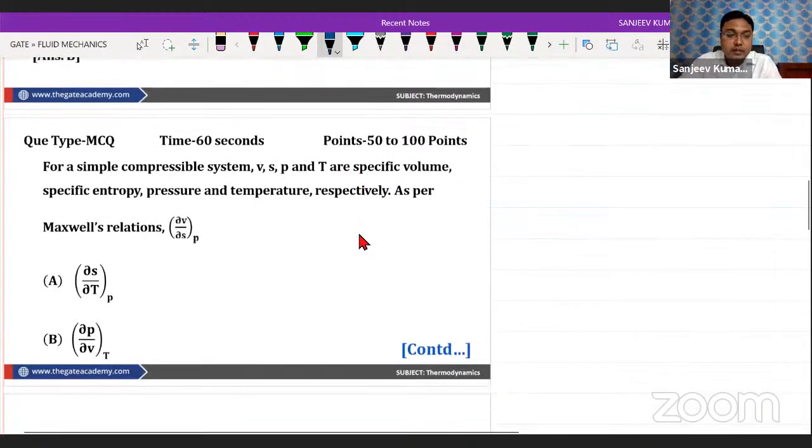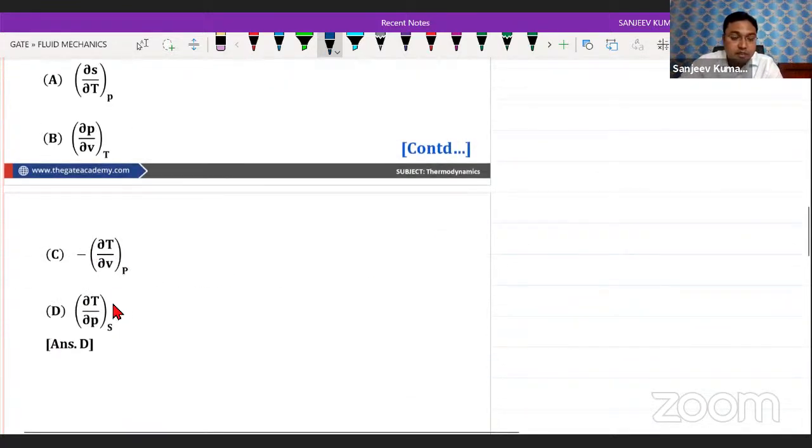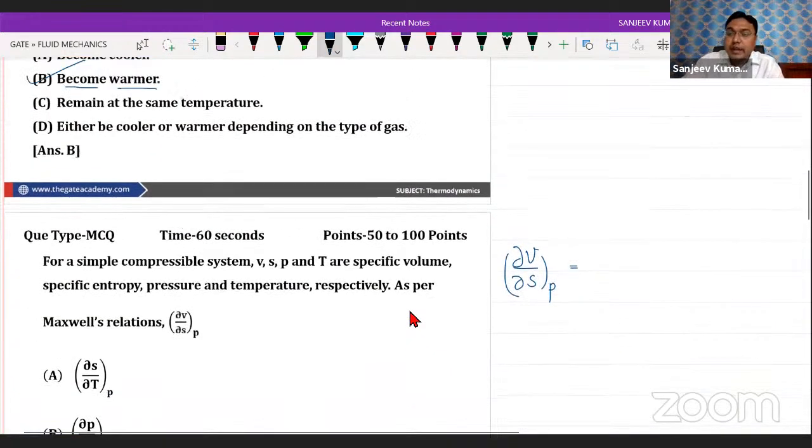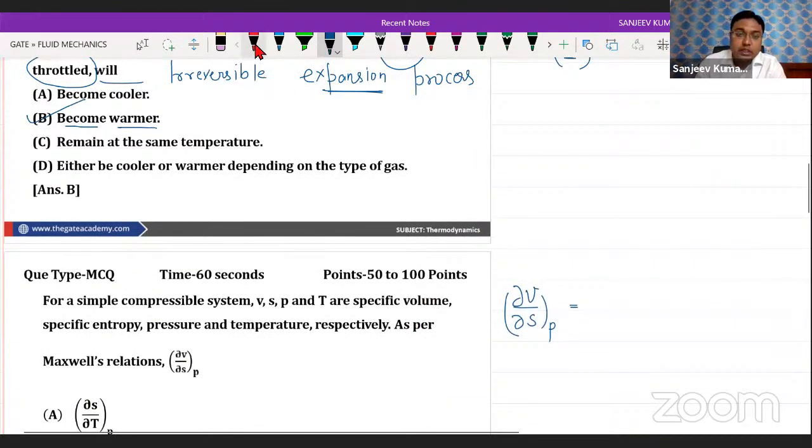Now next question, for a simple compressible system, we are having the specific volume, entropy, pressure, and temperature mentioned like this. As per the Maxwell equation, you can see what is mentioned here. Dou V by dou S at constant pressure is equal to what? So we have four options. A, B option you can see here, and C, D option is here. And the answer is D. I just want to write down the first two equations so that you will come to know how we can write.